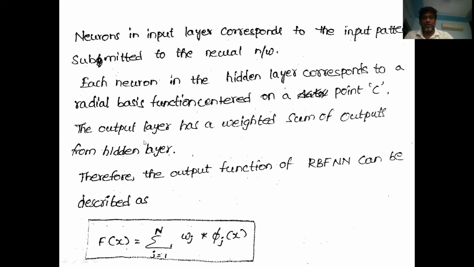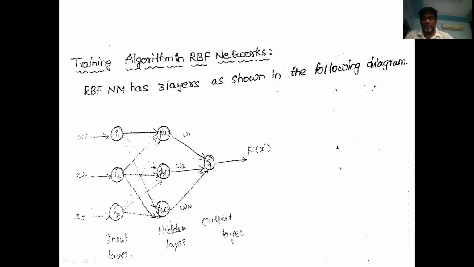Then the output layer will have a weighted sum of outputs connected from the hidden layer. We just saw it in the diagram, so you can see it here. The output neuron is connected from the hidden neurons through some weights.